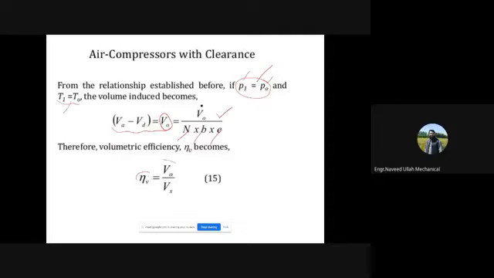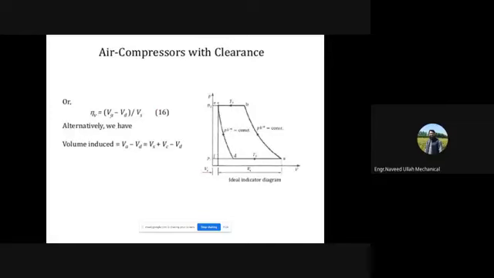आपके पास जो वॉल्यूमेट्रिक एफिशिएंसी है, that is the actual volume delivered by the swept volume. कितना स्वीप करता है और कितना एक्चुअली ये डिलीवर करता है, that will be your volumetric efficiency. This is one of the relationships. Similarly, another relationship is, you can see that volumetric efficiency is equal to VA minus VD, induced volume by swept volume. And induced volume, you can see that this is VA minus VD.